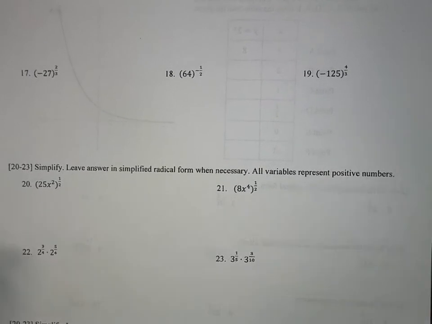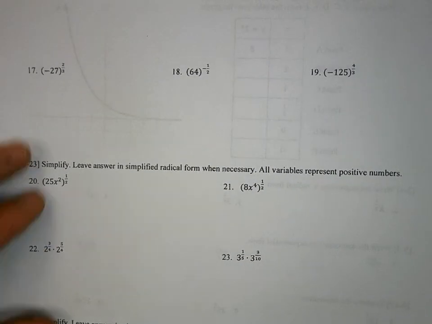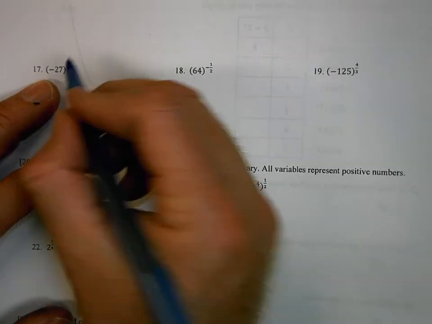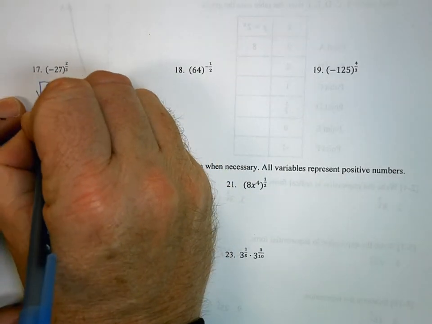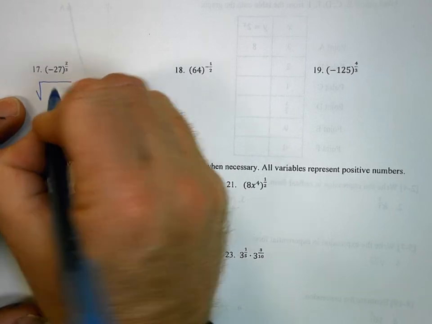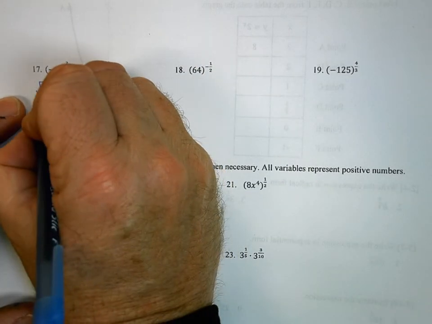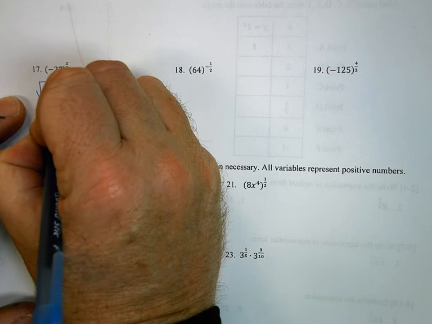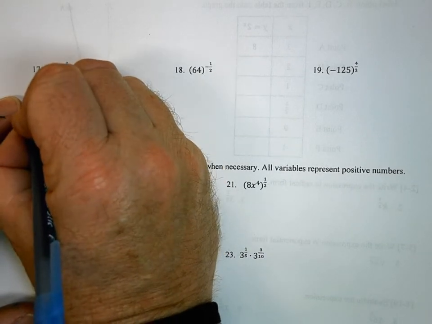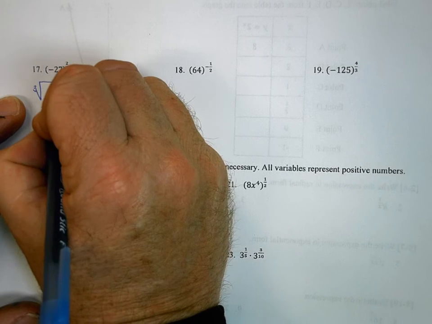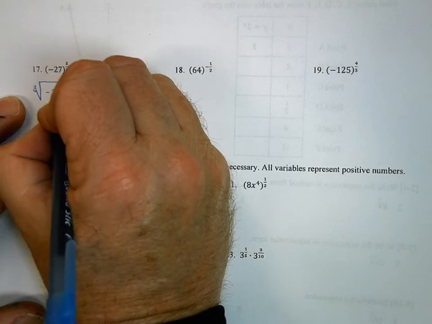Okay, finishing this off, number 17. Negative 27 as my base to the 2/3 power. Okay, so the first thing that I'm going to do is rewrite this problem as a radical. The negative 27 is going to become my radicand.